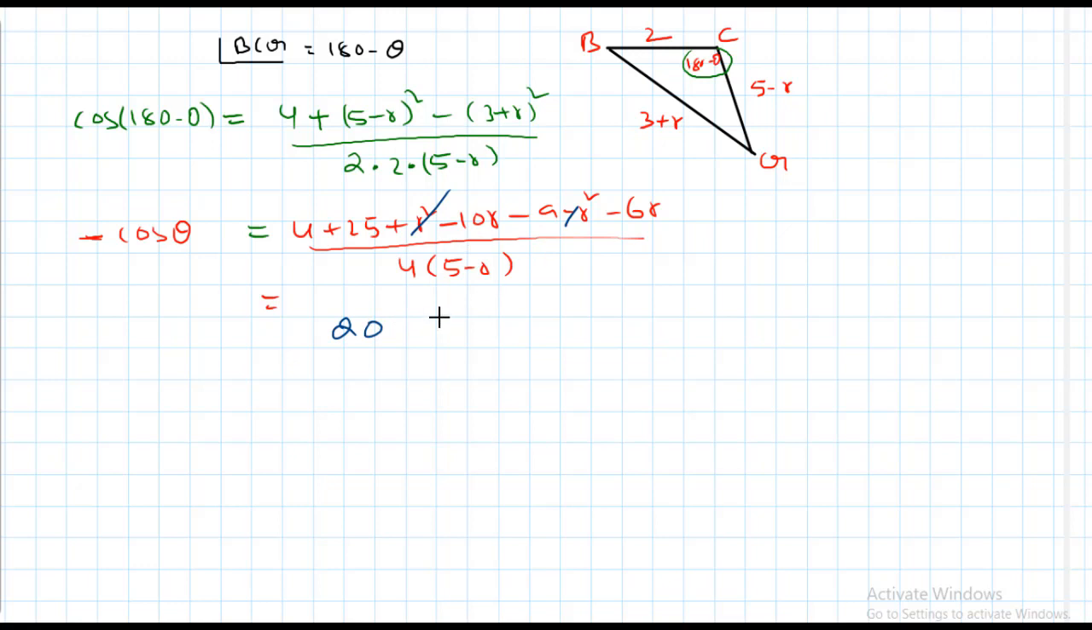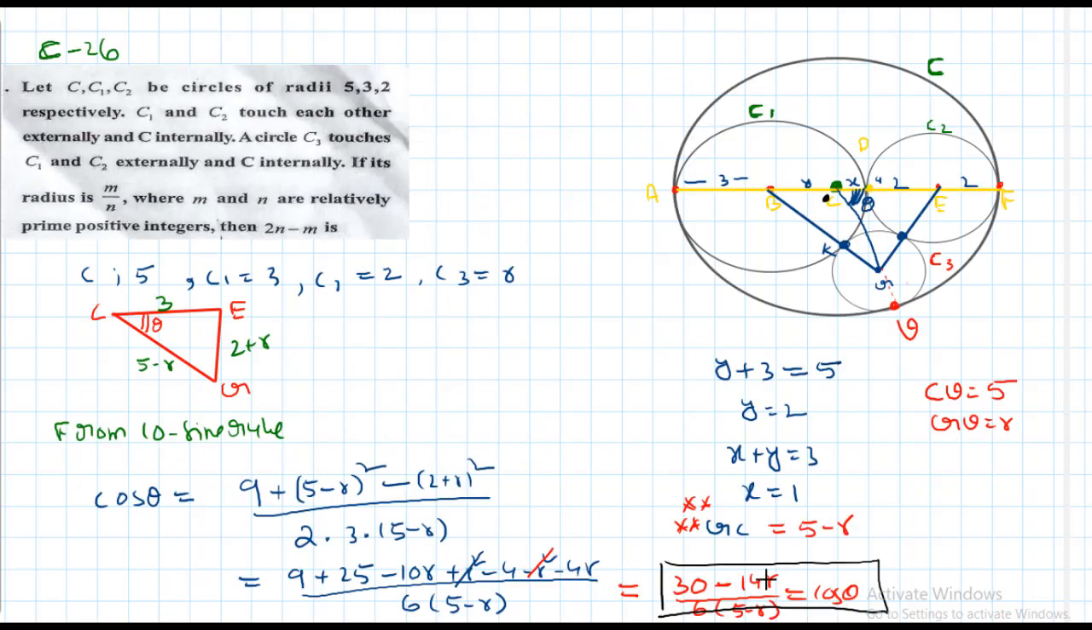20 minus 10r minus 16r by 5 minus r into 4. Or this is the same as 5 minus 4r by 5 minus r, which is minus cos theta. So this is result 2, and this is our result 1. So both are equal with a minus.